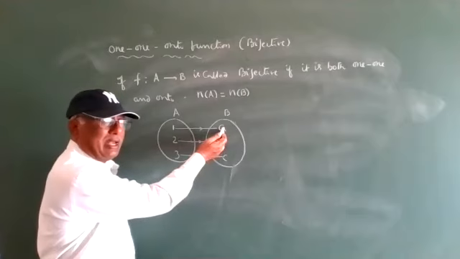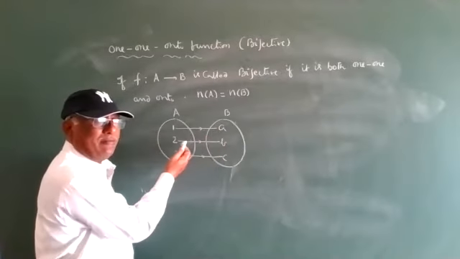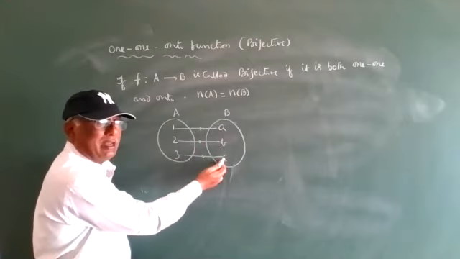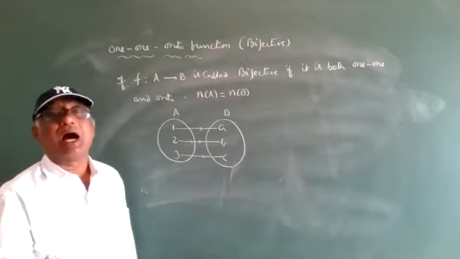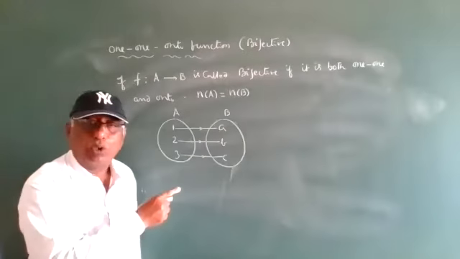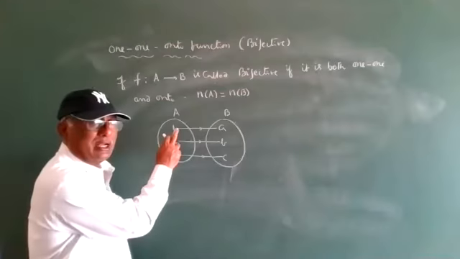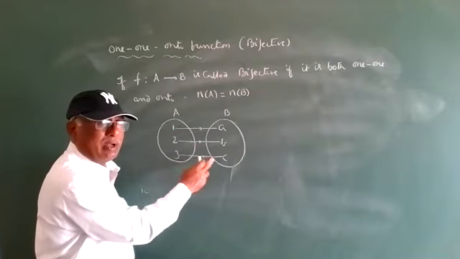Next, every image has a pre-image. That means codomain and range are both equal. Therefore, it is an onto function. It is both 1-1 and onto function. See, 1-1 is 1 has one image, 2 has one image, 3 has one image.